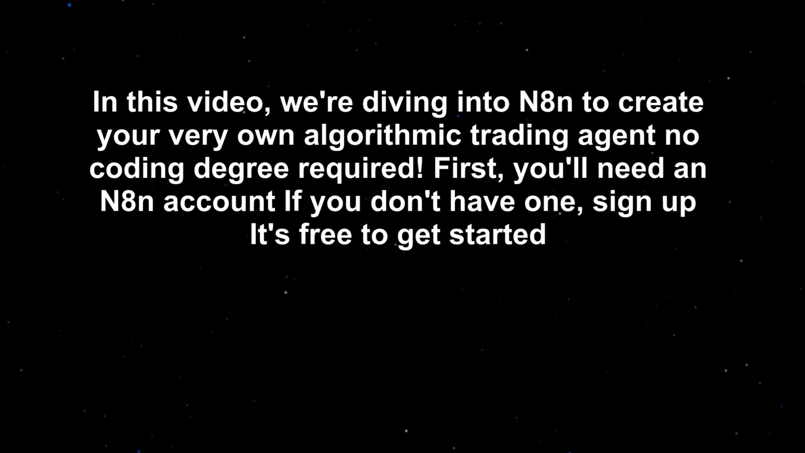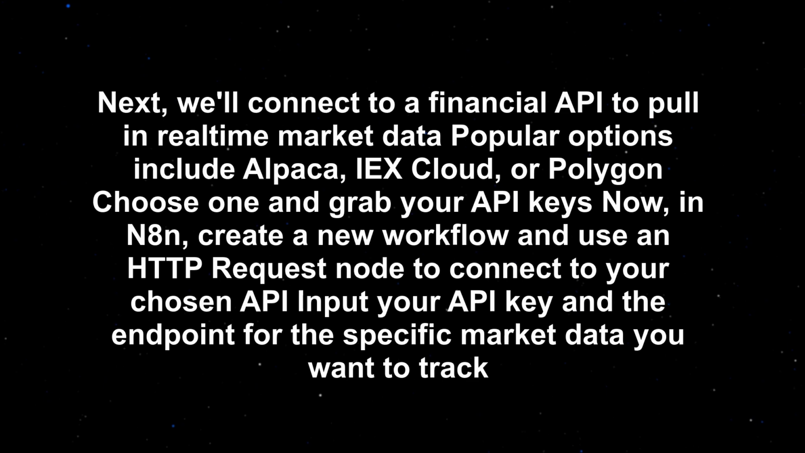First, you'll need an n8n account. If you don't have one, sign up, it's free to get started. Next, we'll connect to a financial API to pull in real-time market data. Popular options include Alpaca, xCloud, or Polygon. Choose one and grab your API keys now.